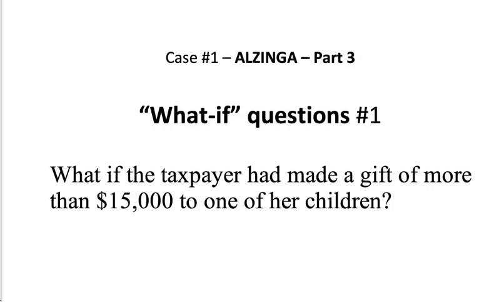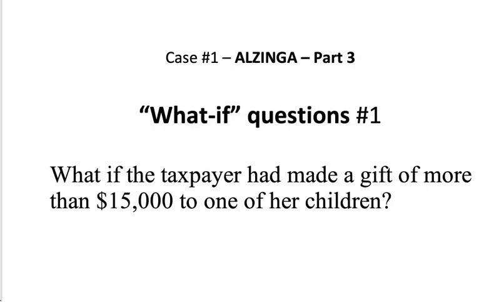In the expanded case, the taxpayer had given roughly $5,000 to one of her children. The question is, what if it had been significantly more? And specifically, what if it had been more than $15,000? The reason we're talking about $15,000 is because if a taxpayer gives more than that amount to a person during the year, the good news is they don't owe any gift taxes on that.